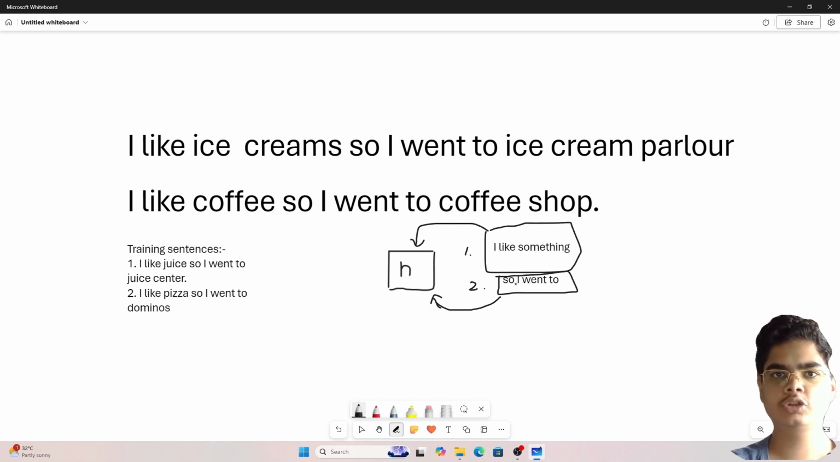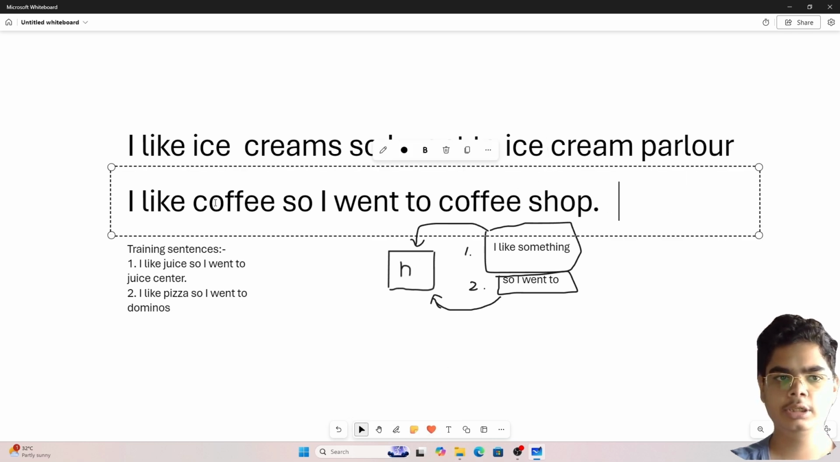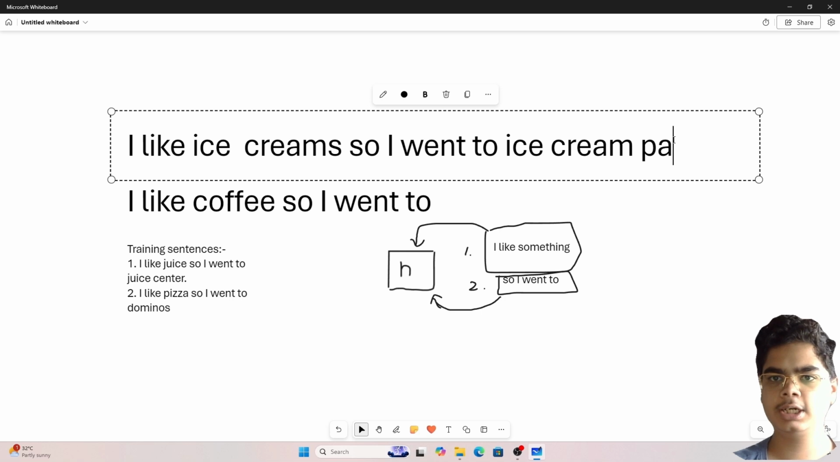Now, this is actually a major issue, and let us understand why. Here, if you read this sentence, I like coffee, so I went to coffee shop. Now, let me erase these two words. Here again, let me erase the last two, three words, ice cream parlor. Now, if I ask you in this sentence, what should come after to? Definitely you will say that it should be nothing else than ice cream parlor.